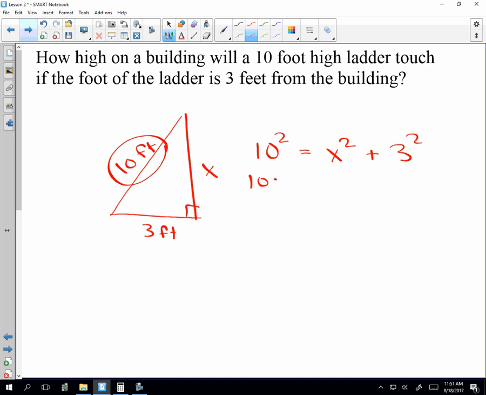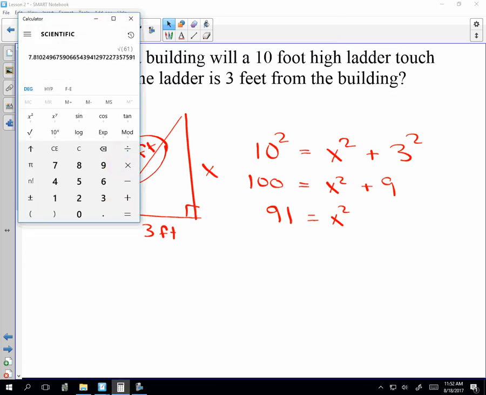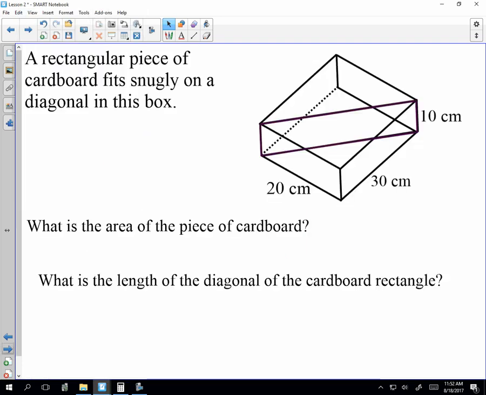And then we just work through our algebraic solving. 100 equals x squared plus 9. Subtract 9 from both sides. 91 equals x squared. And then we can finish, if it's not a perfect square, that's when we're going to use the calculator, round to a specified decimal place. The ladder will reach 9.5 feet up the building. So that's how we can always use the Pythagorean theorem to help us solve situations.